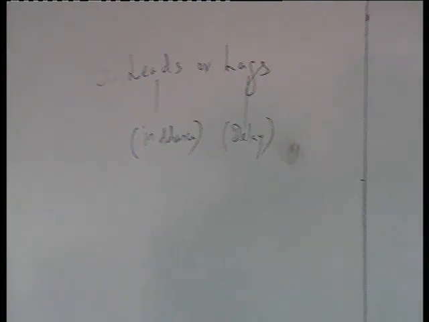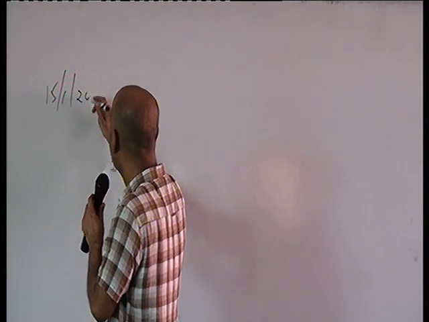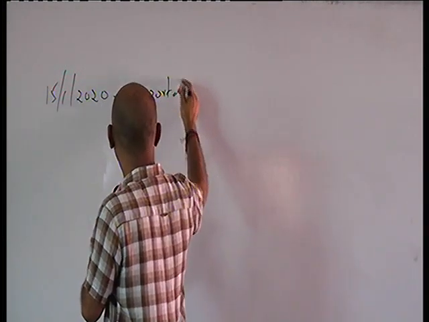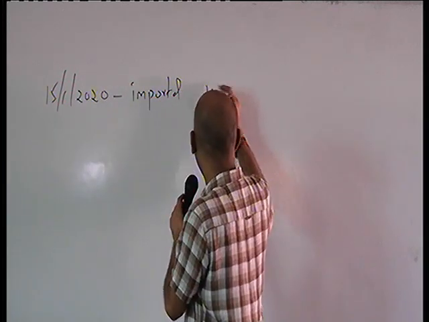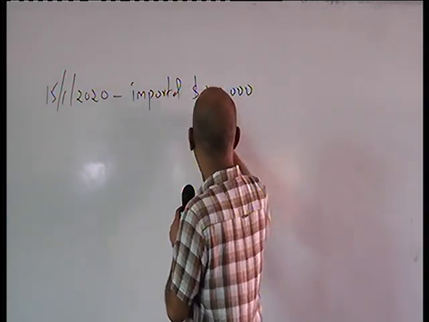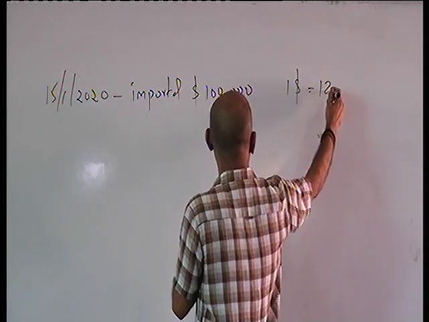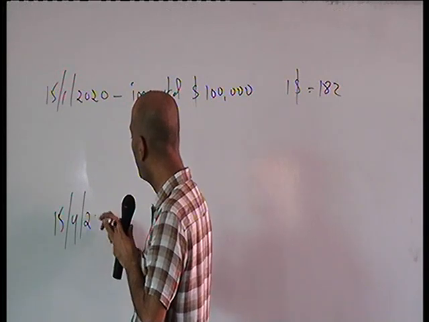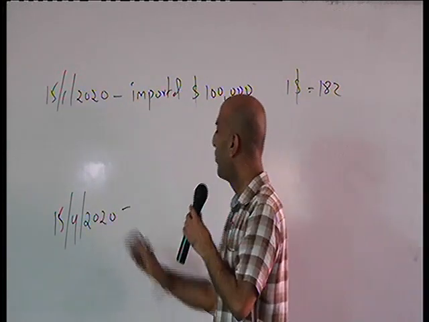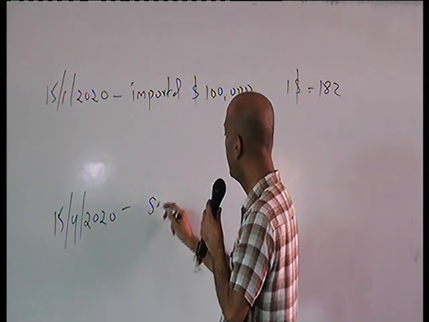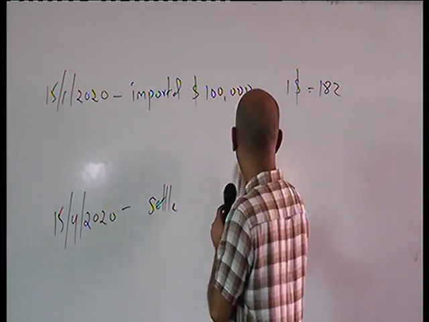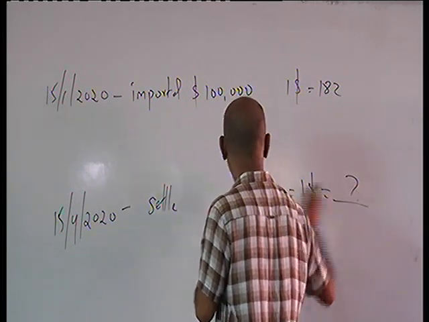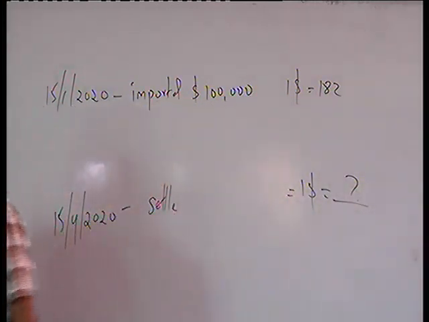So we said on 15th of January 2020, we imported goods worth $100,000, and $1 equals 182 rupees. On 15th of April, we are supposed to settle. Settlement date, same $100,000. $1 equals, we don't know. We will know only when we are settling.